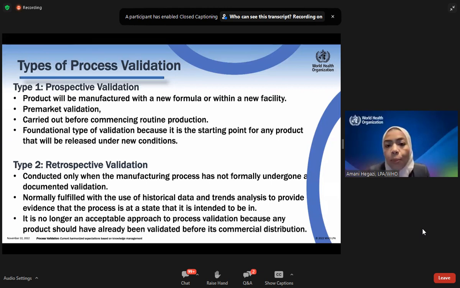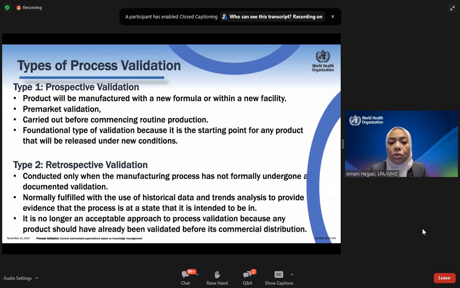Process validation, the life cycle approach we talked about, is focusing on prospective validation. And we all know that there are other types of process validation that are well known. And this classification of the different types of process validation depends on the time of performing the validation in relevance to the manufacturing and marketing decision.